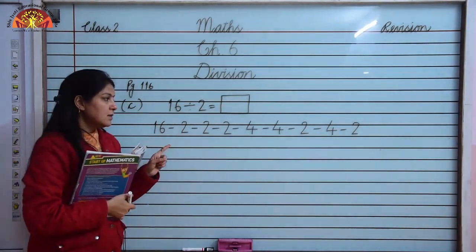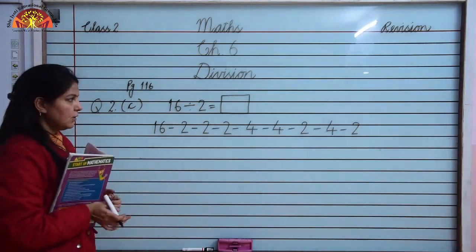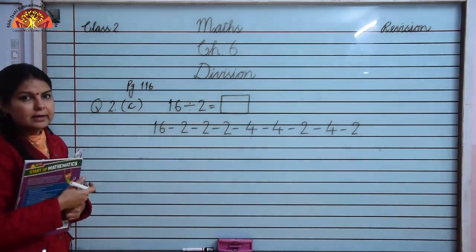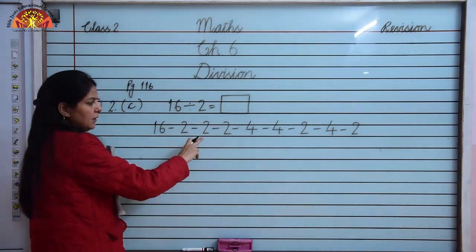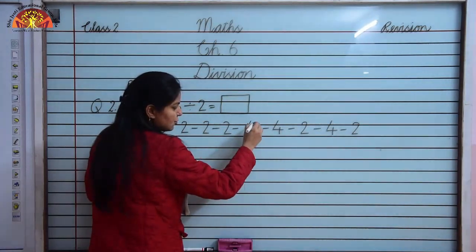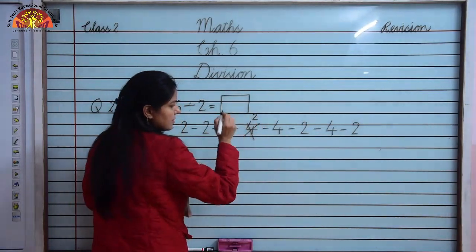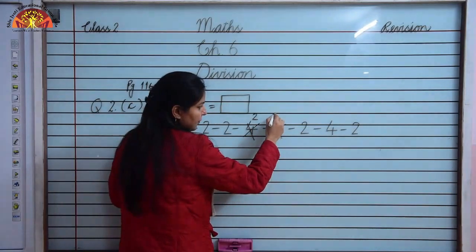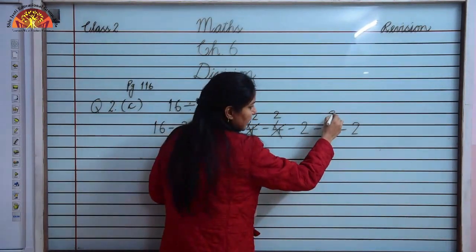So children, in this we will subtract the number again and again by which we divide. Here we are dividing by 2, so we will subtract 2 again and again from the given number. Here 2 is the correct number, here is also 2, if 4 is written wrong, we will cut this 4 and write 2 instead of 4. Again we will cut 4 and write 2.